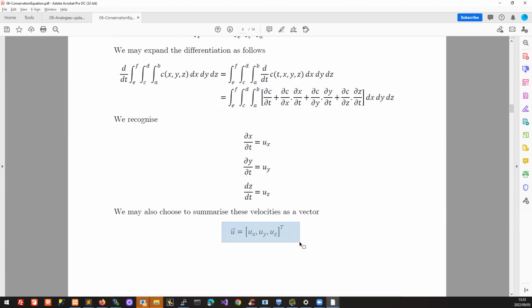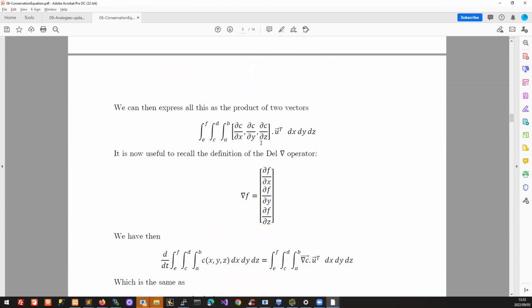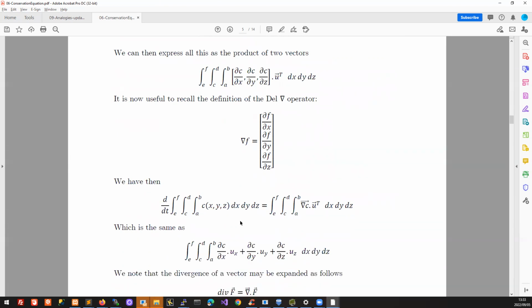So we can talk about a vector of velocities that have been multiplied by a vector of concentration gradients. So we can rewrite all this as dc/dx, dc/dy, dc/dz dotted with ux, uy, uz. Okay, and so that gives us the nice del view of things. That's basically what we are writing here.